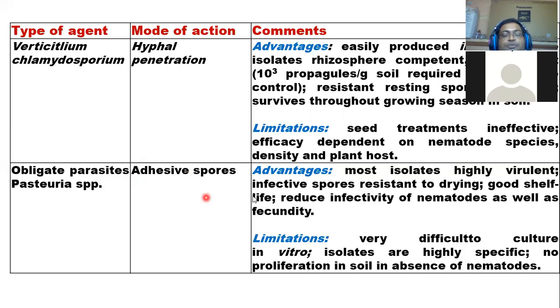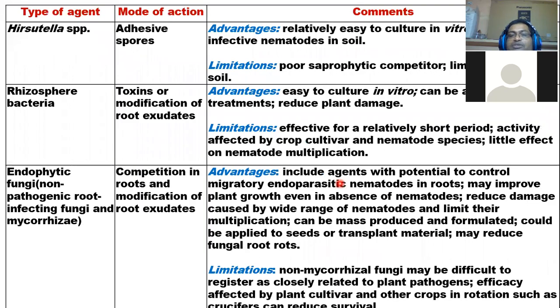So these adhesive spores are killing the nematode. Pasteuria has been studied in several areas, and it is highly virulent and can easily kill the nematodes, but it has a cost: it's an obligate parasite. The limitation is that it is so difficult to cultivate, right? Another one is Hirsutella, right?